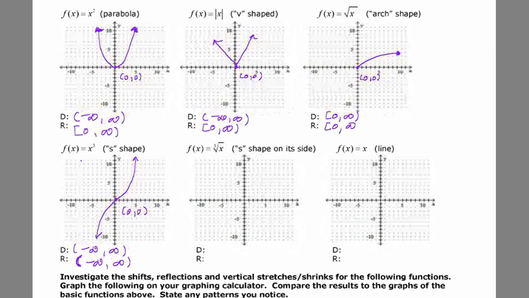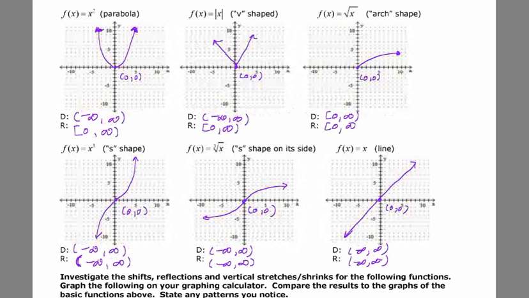The cube root of x is basically the x cubed shape, but laying down on its side. So the cube root of x would look like this. It's an odd function, centered at 0, 0. Domain, negative infinity, positive infinity. Range, negative infinity, positive infinity. And finally, the equation of a line, just f of x equal x, your basic line at the origin. Going again through 0, 0. Domain, range, negative infinity, positive infinity, negative infinity, positive infinity.